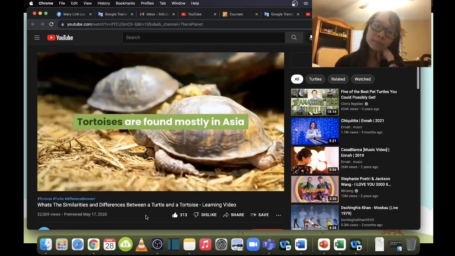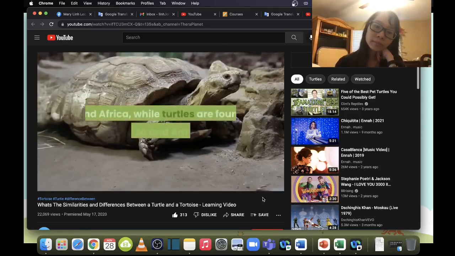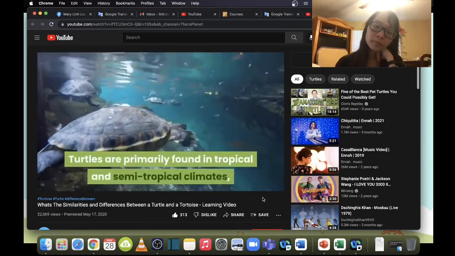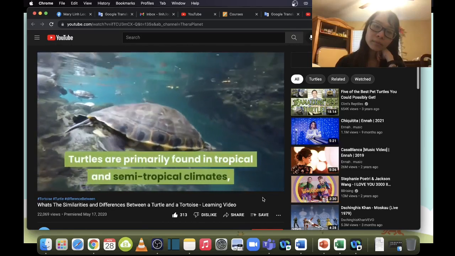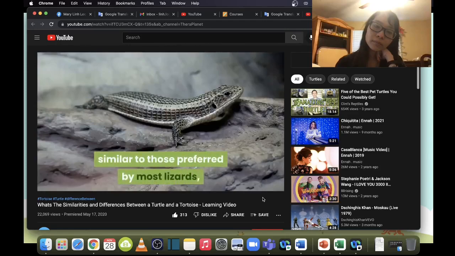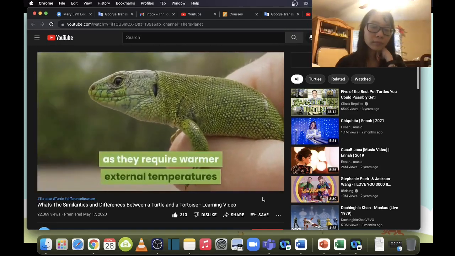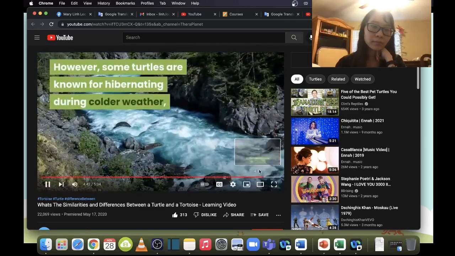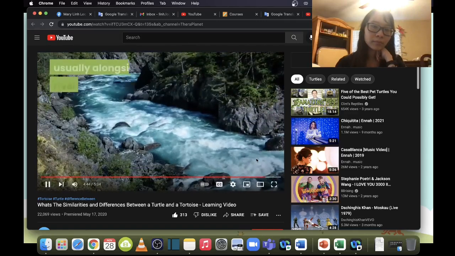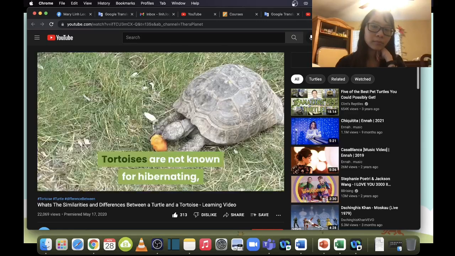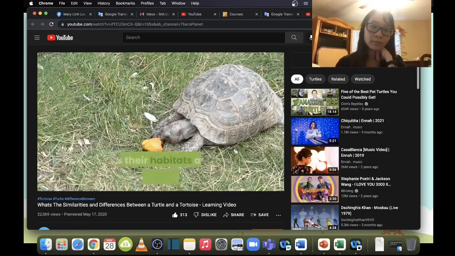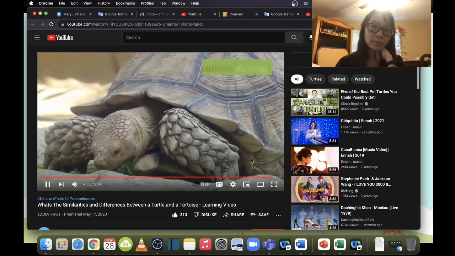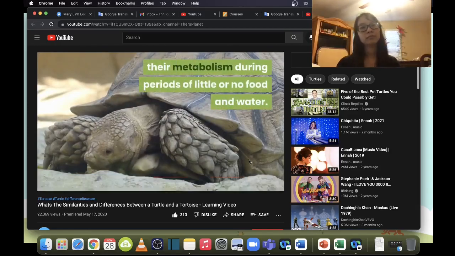Geographical distribution: tortoises are found mostly in Asia and Africa, while turtles are found in Africa and America. Turtles are primarily found in tropical and semi-tropical climates, similar to those preferred by most lizards, as they require warmer external temperatures to maintain proper body warmth. However, some turtles are known for hibernating during colder weather, usually alongside riverbanks. Tortoises are not known for hibernating, as their habitats are almost entirely warm, though some species can greatly limit their metabolism during periods of little or no food and water.